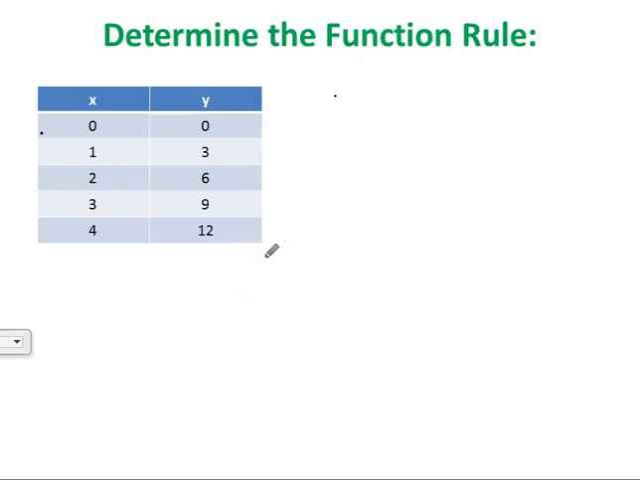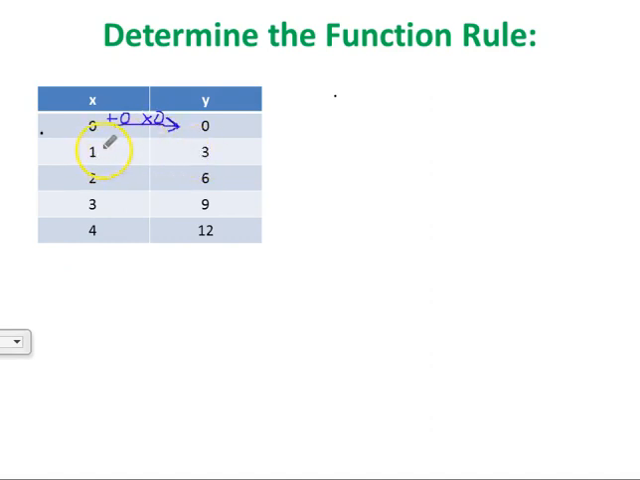All right, you're also going to spend some time writing a function rule from a table. And to do this, what you're going to need to do is look and see if you can find a pattern that relates your x values to your y values. So how do we go from x to y? So here it looks like to go from x to y, it's like either I added 0 or I multiplied by 0. Well, let's check now from 1 to 3.